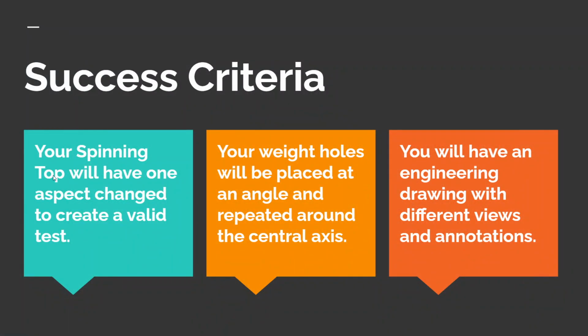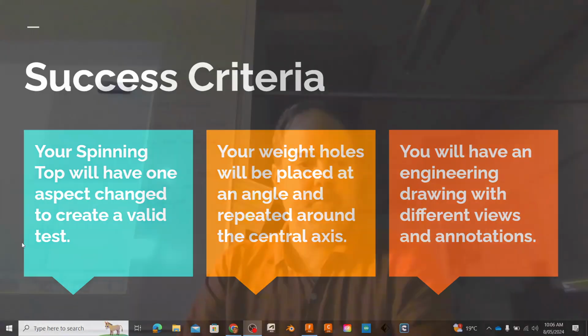So your success criteria: your spinning top will have one aspect change to create a valid test. So for your iteration 2, pick one thing to change. That could be the position of your weights. It could be the shape of your tip. It could be the center of gravity. It's up to you. I also want you to experiment with angled weight holes as well, so they'll be placed at an angle. That's another criteria for success. And you'll also have an engineering drawing annotated with dimensions and text as well. So let's get into it.